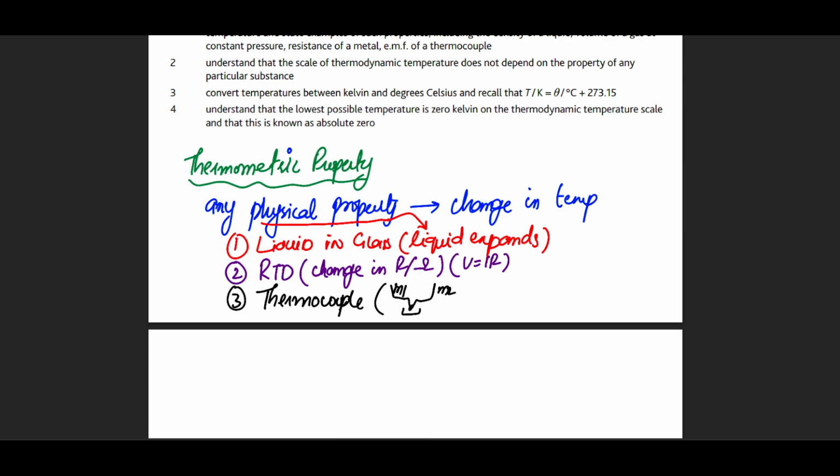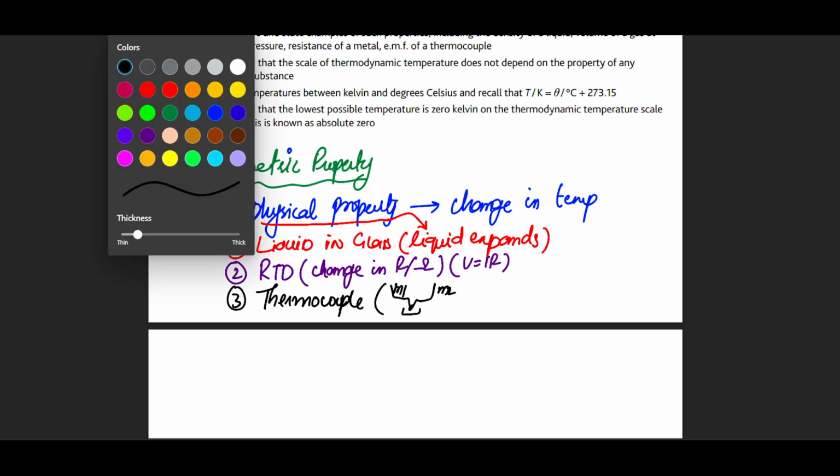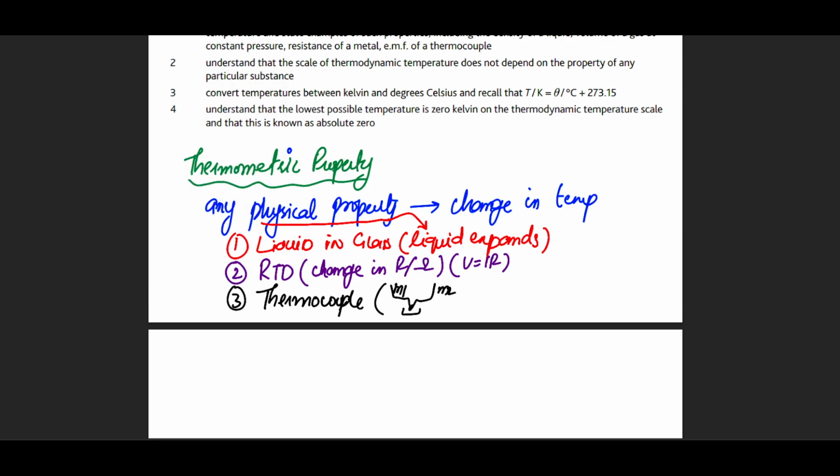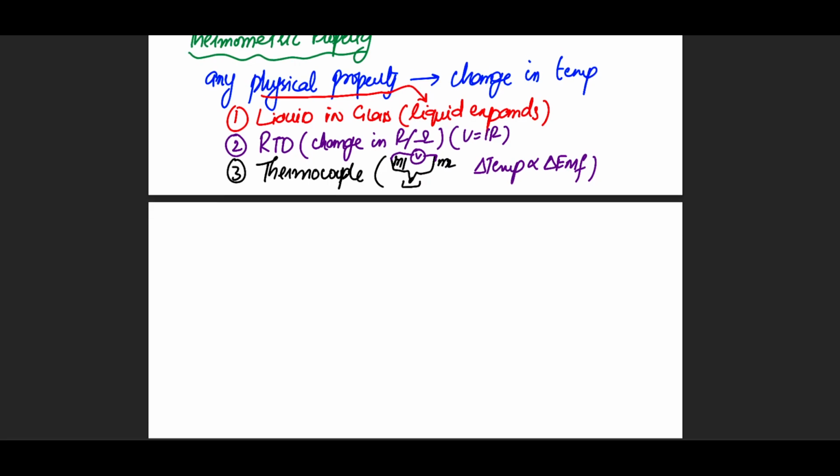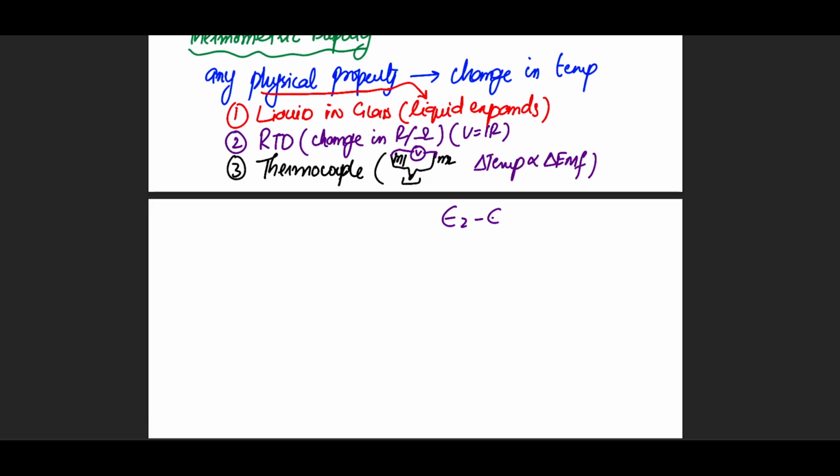If this fused end is exposed to heat or very low temperatures, it experiences an EMF if a voltmeter is connected between the open terminals. So what it comes down to is that a change in temperature is proportional to the change in EMF that is induced because of this dissimilar metal setup, right? So this equation comes down to E2 minus E1, that is a change in EMF, is equal to K times T2 minus T1. This K is the constant of proportionality, because we are converting this proportionality into an equality.